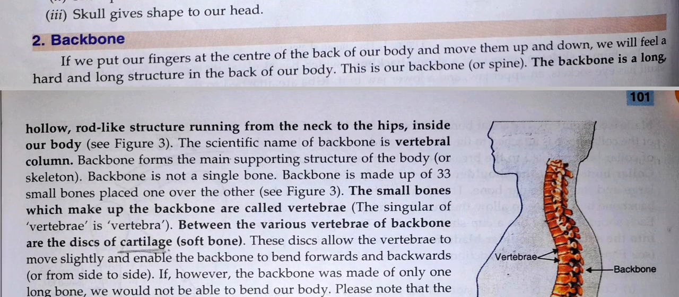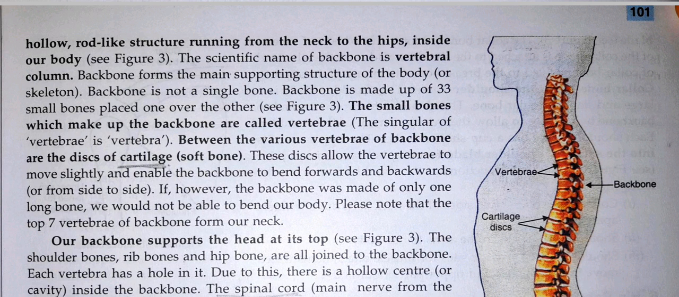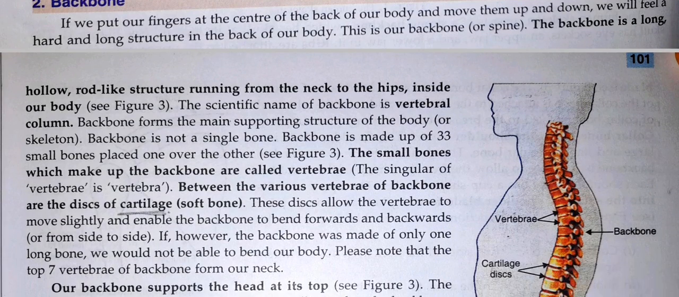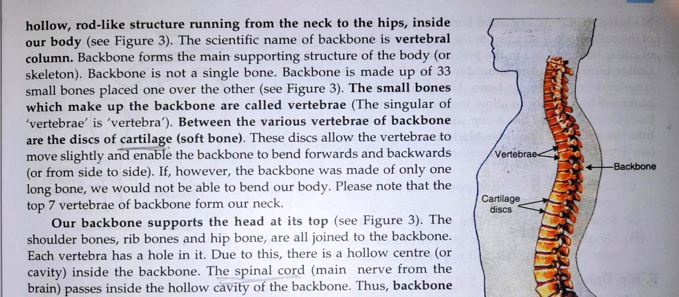Second, that is the backbone. You had drawn a very nice figure of the backbone in Form 5 also. The backbone is a long, hollow, rod-like structure running from neck to the hips inside our body. Neck से लेके hip तक rod-like structure. It is known as the backbone. The scientific name of the backbone is the vertebral column.